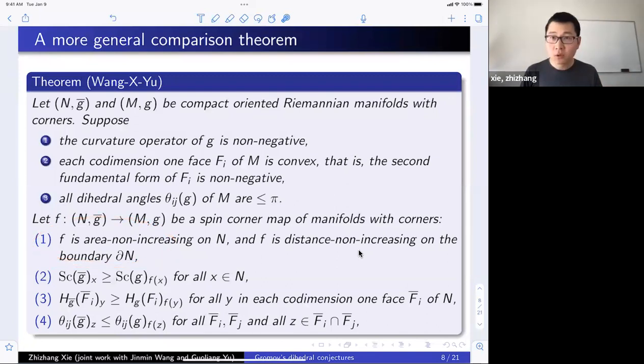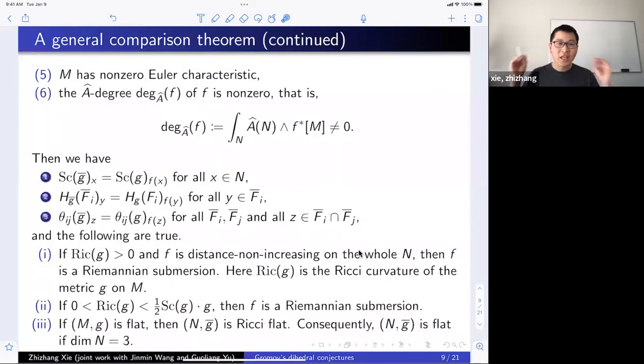Okay. And here come the next two conditions. Again, the target should have non-zero Euler characteristic, and the last condition is that there is an A-hat degree. The A-hat degree makes sense because we have this spin condition.